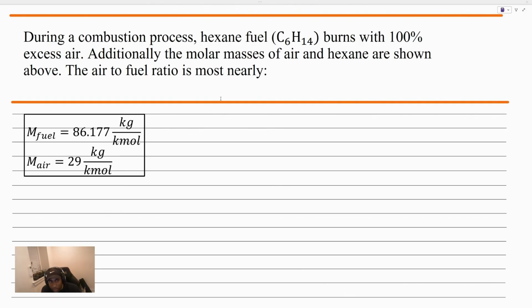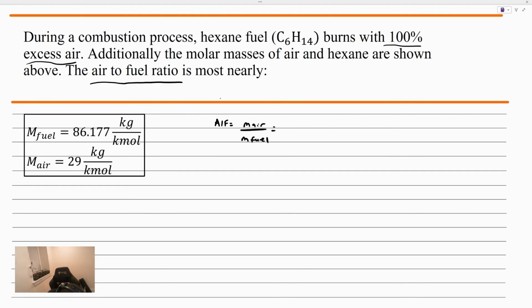Essentially, what we're looking for in this problem is that air to fuel ratio. And we know that we're not dealing with just stoichiometric combustion. What we have is 100% excess air. And I'll explain exactly what that means. Essentially, the air to fuel ratio is exactly as it sounds. It's the mass of air divided by the mass of fuel.